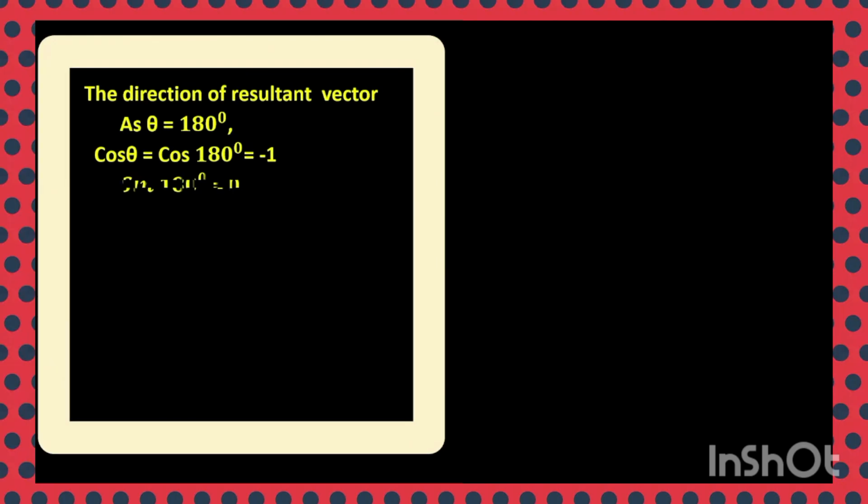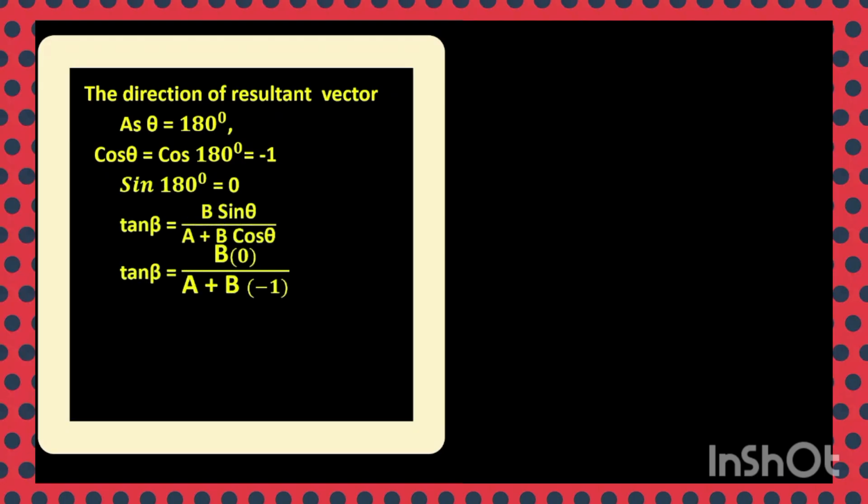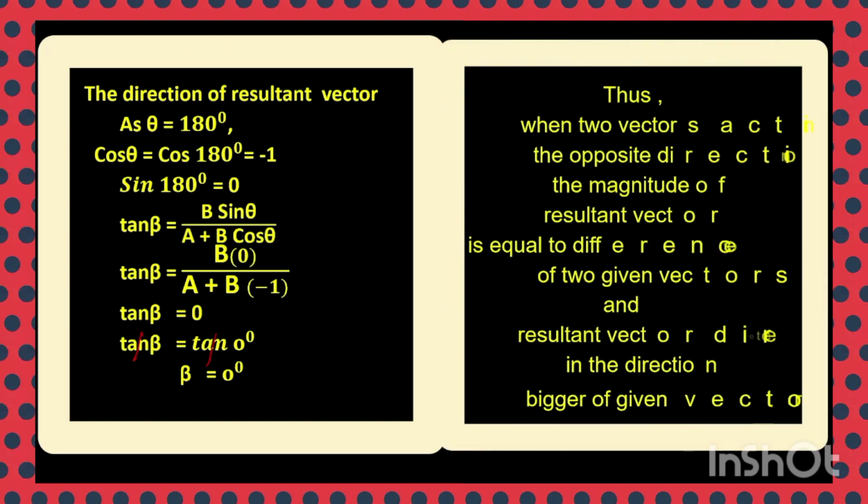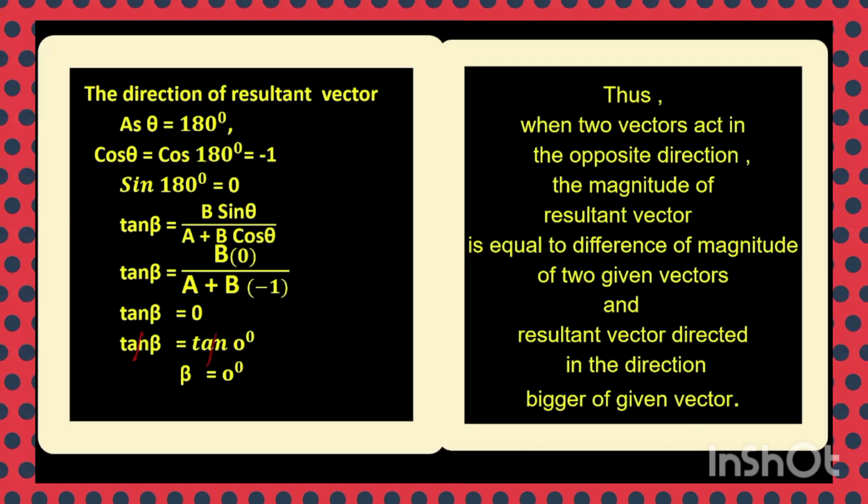Now let's see the direction of the resultant vector. Theta is equal to 180, cos 180 is minus 1, sin 180 is 0, tan beta is equal to B sin theta by A plus B cos theta. So by putting the values, we shall get tan beta is equal to 0, which is tan 0 degree, and after cancellation we shall get beta is equal to 0 degree. Thus, this is the direction of the resultant vector. So when the two vectors act in opposite directions, the magnitude of the resultant vector is equal to the difference of the magnitudes of the two given vectors, and the resultant vector is directed in the direction of the greater vector.